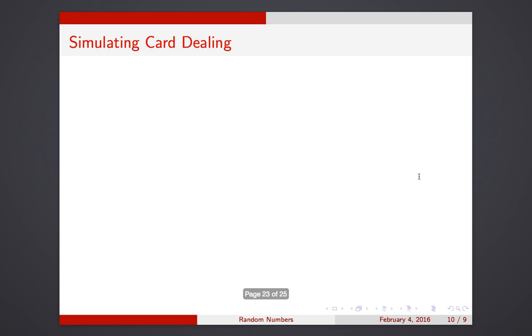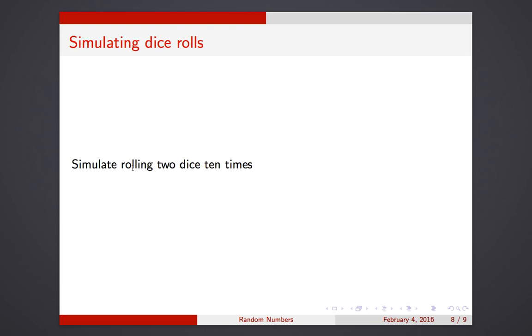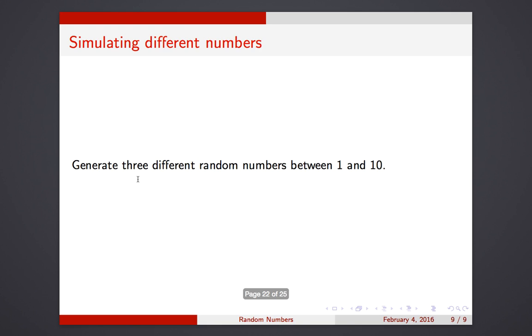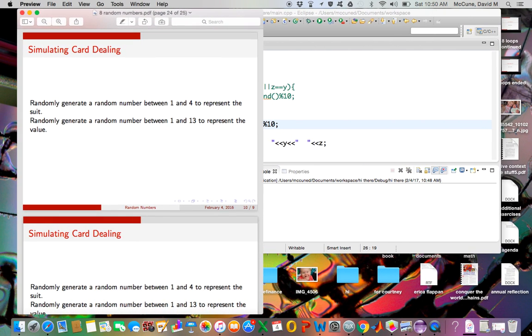Okay, so at the end of this video, the main takeaway is really this formula, right? Here's how you randomly generate a number in a given range. And then once you're able to do that, you're able to do all sorts of things like simulating dice throwing, even simulating different random numbers if you so choose, and doing things like dealing cards. Okay, so that concludes the video on randomness.